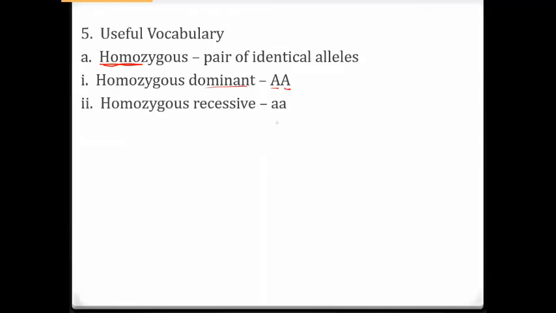We could also have two lowercase a's, which represent the recessive allele. So we would want to make sure that when we're writing out a definition, we know that homozygous is same, but recessive is tacked onto the end of that so that we can recognize the difference between two lowercase letters, which are recessive, versus two capital letters, which are dominant.